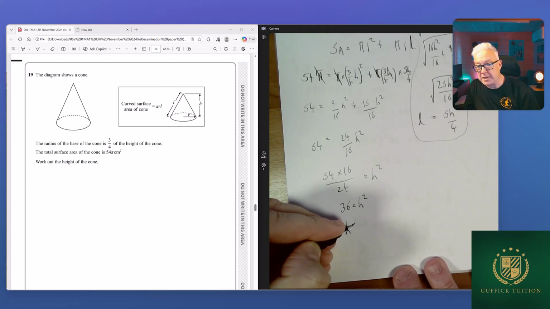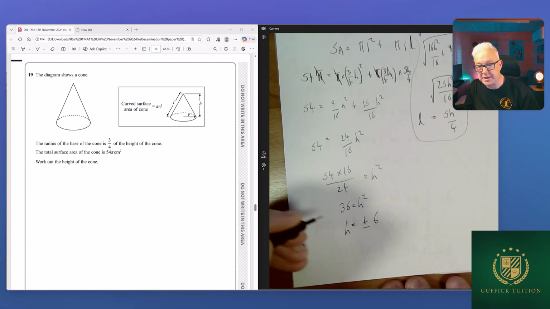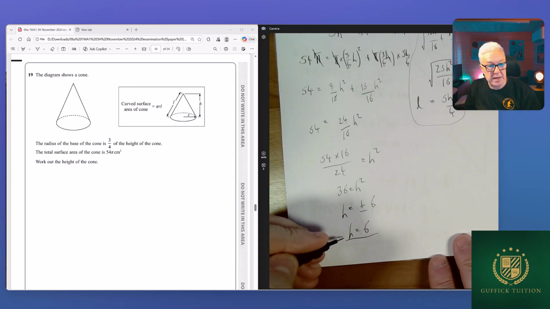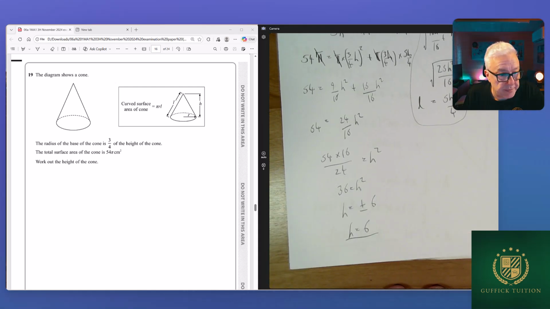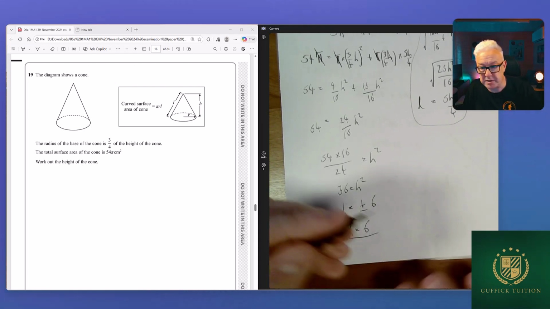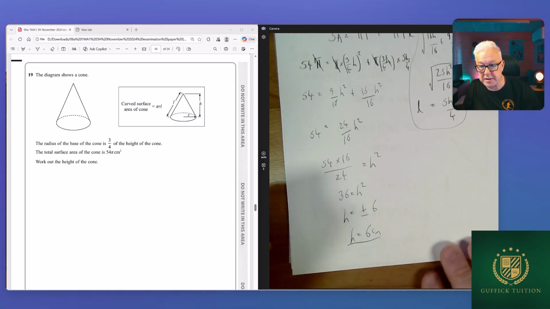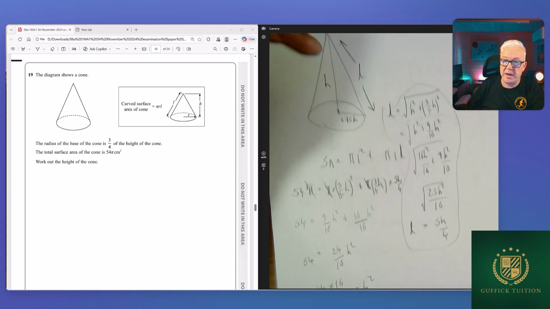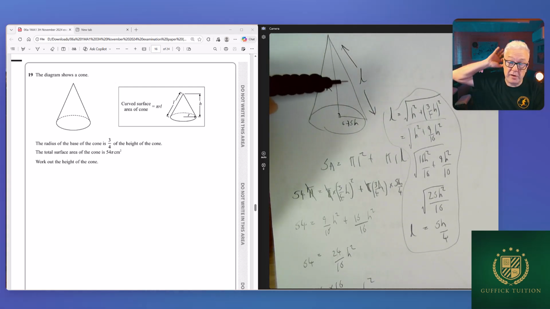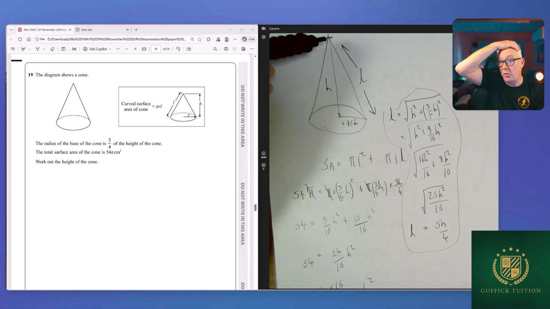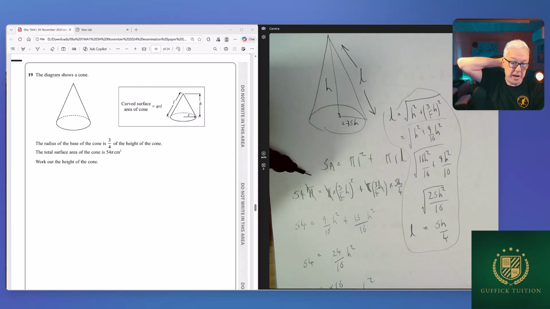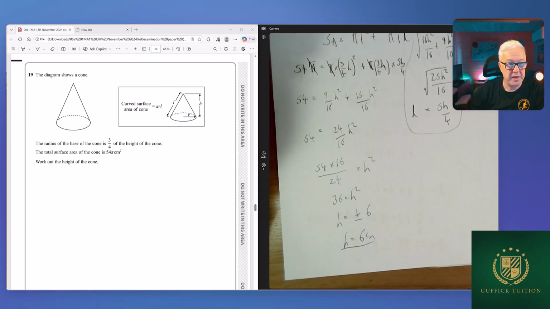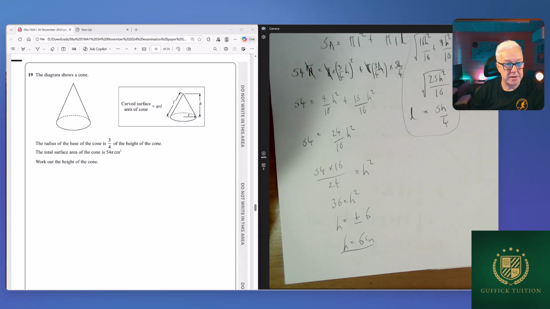So the height is therefore equal to plus or minus 6. But it makes no sense to have a negative height. So the height is going to be 6. There we go, centimeters. 6 centimeters is the height of the cone. All right, quite a nice question there, I think. So basically, it revolved around using Pythagoras to find out what L was there. Then once we'd done that, we subbed into the formula for the surface area of a cone. Okay, very good. Let's see what's next.